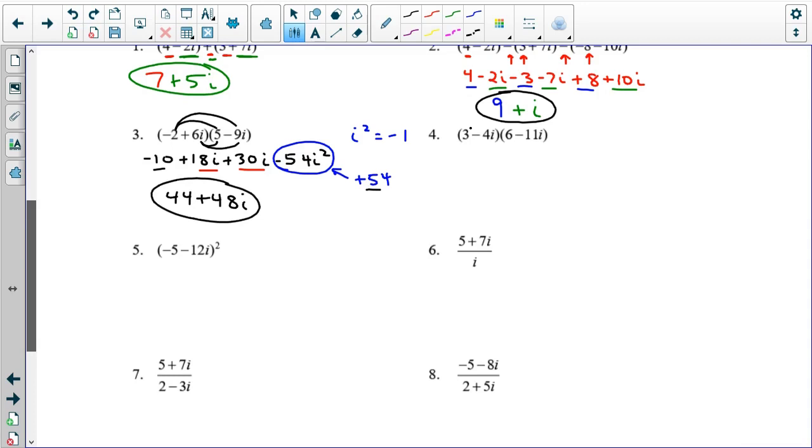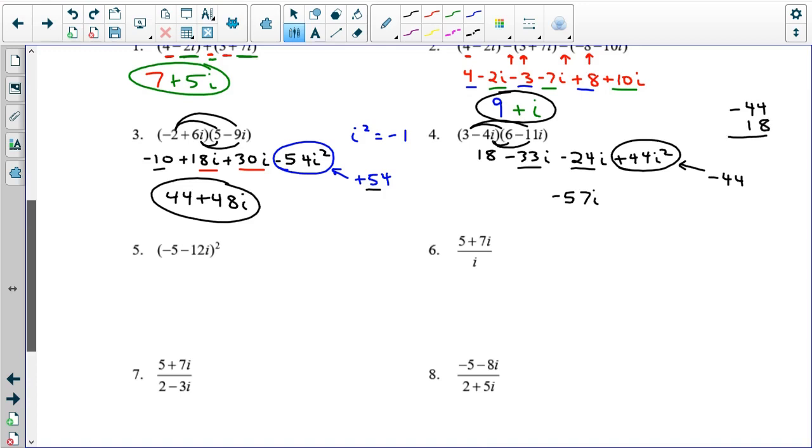If I look at number 4, I get 18 minus 33i minus 24i plus 44i squared. Negative 33 minus 24 is negative 57, so that's negative 57i. And then plus 44i squared is going to turn into negative 44, because 44 times negative 1 is negative 44. So if I have 18 minus 44, that ends up giving me, well, I'm making this video on a Sunday, and my brain is not all that with it, so I will actually do the subtraction over on the side. I end up with negative 26 minus 57i.